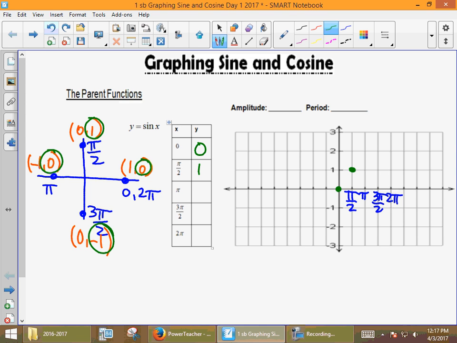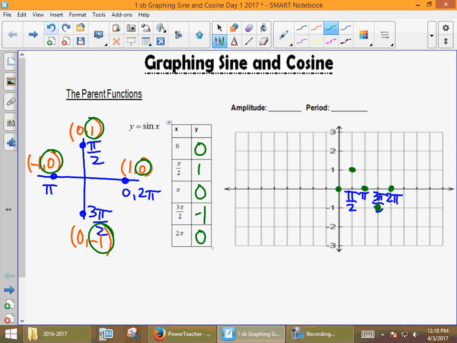At pi, what's the sine value? 0. So at pi, we're at 0 again. At 3 pi over 2, the sine value is negative 1. So 3 pi over 2, negative 1. And then last but not least, at 2 pi, back to 0. You could have spaced it out if you wanted to, to make it not so cramped.